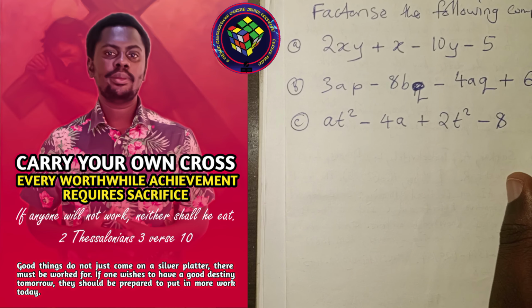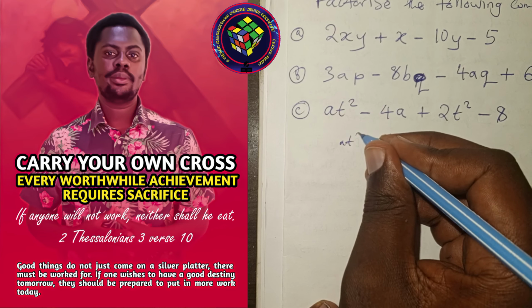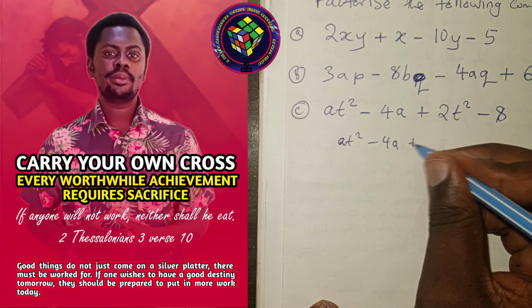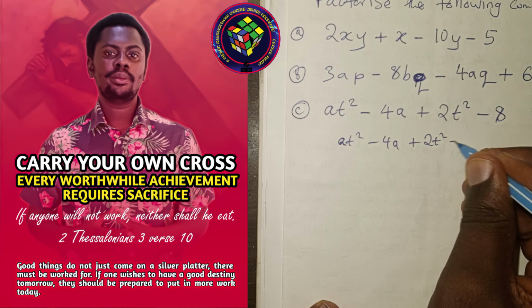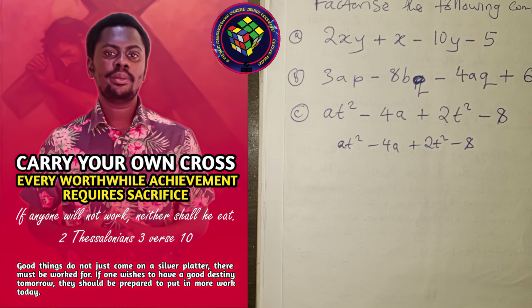Okay, so the last one, we have at squared minus 4a plus 2t squared minus 8. Again, we can see that the terms are 4. So when you have 4 terms, it means you are dealing with grouping terms. So you get the 2 terms and divide out what is common. And then the other 2, you also divide out what is common.